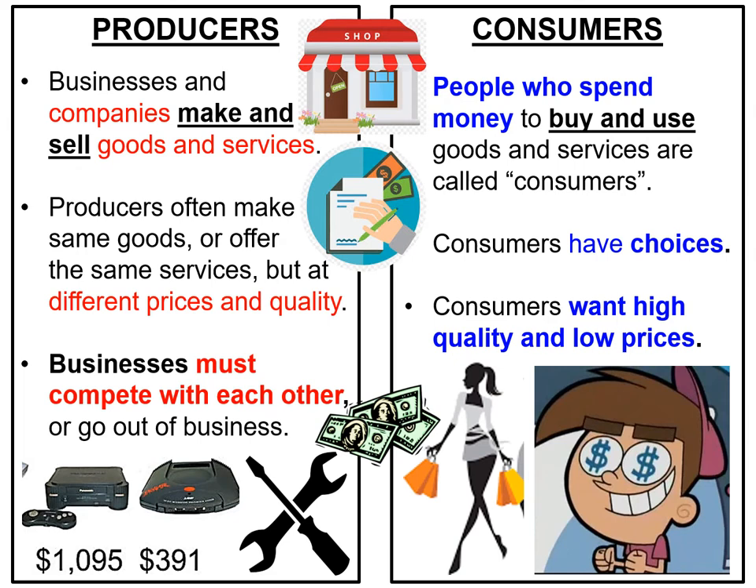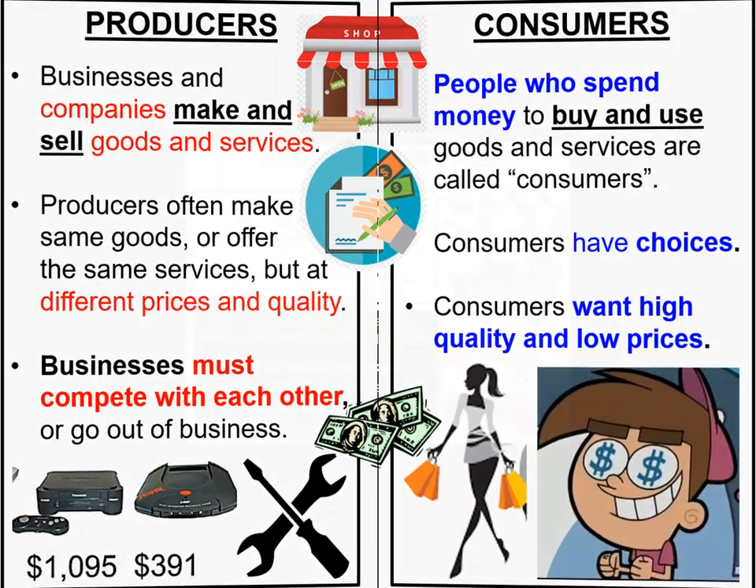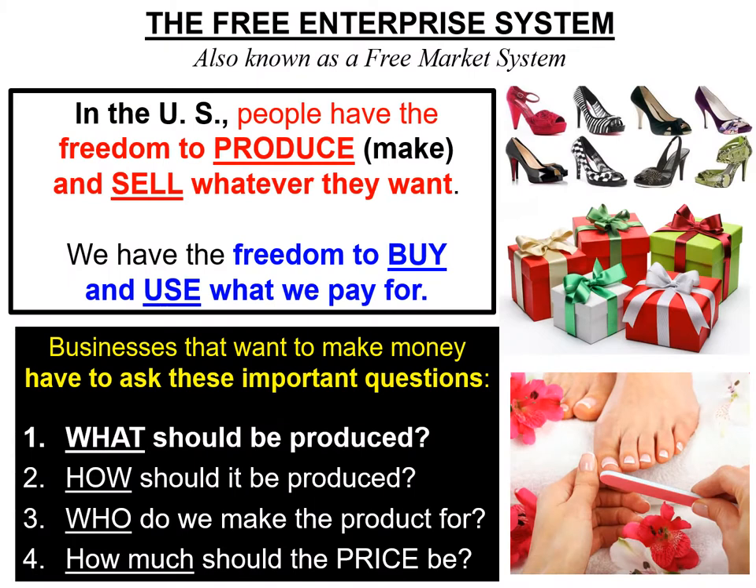Now, those are the producers and the consumers. We're trying to learn a few vocabulary words because we have to understand this thing called free enterprise. When I say free enterprise, I'm also talking about a free market system. When I say market, I'm not talking about a supermarket, not where the food is at. It's a different kind of market. When I say free market, I'm talking about money, making money, financial systems.